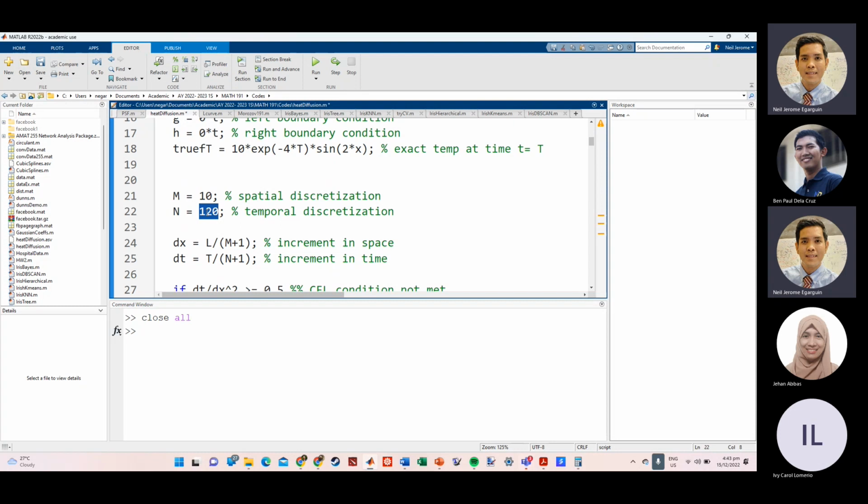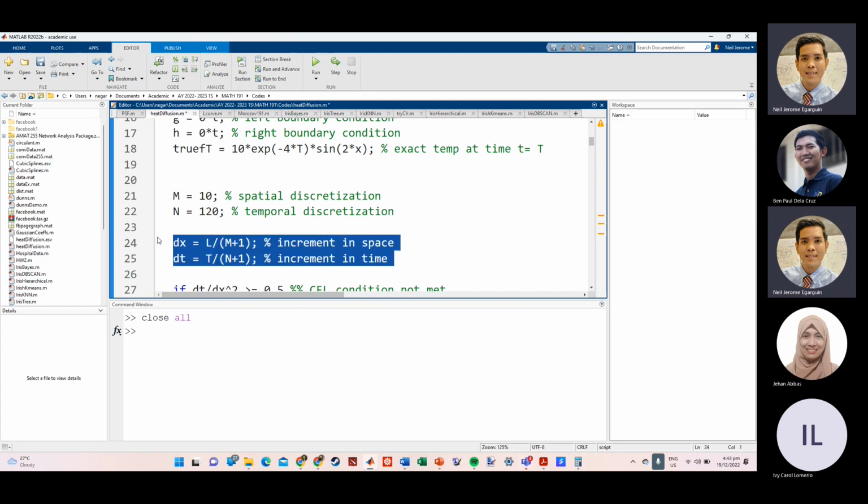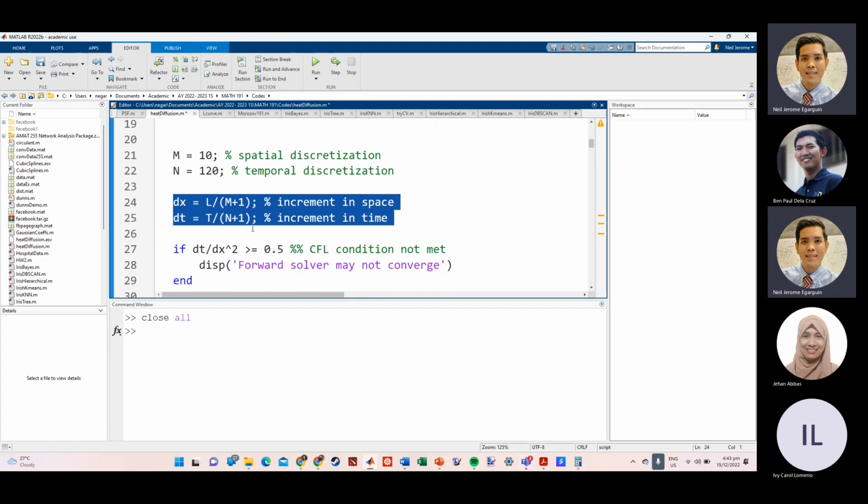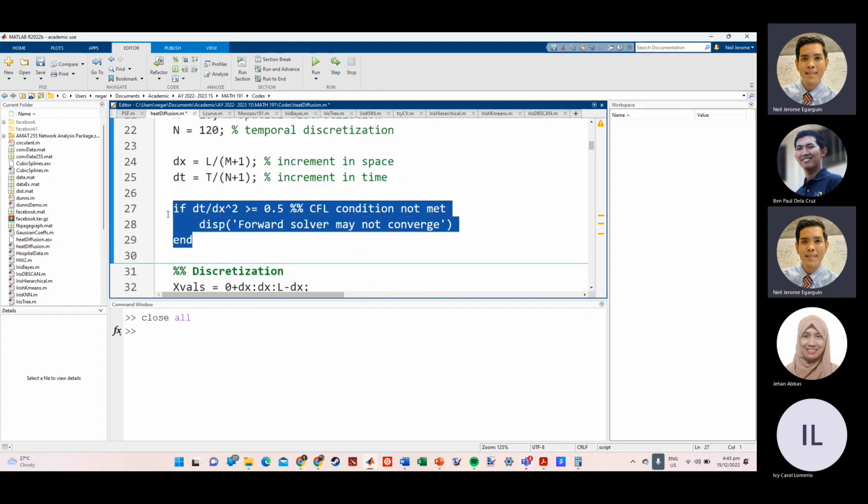Kasi kasama si 0, kasi capital T na yung nasa dulo. And then Matlab will compute delta x and delta t. So that's what you have in lines 24 and 25. And then I have a quick check here if the CFL condition is met.